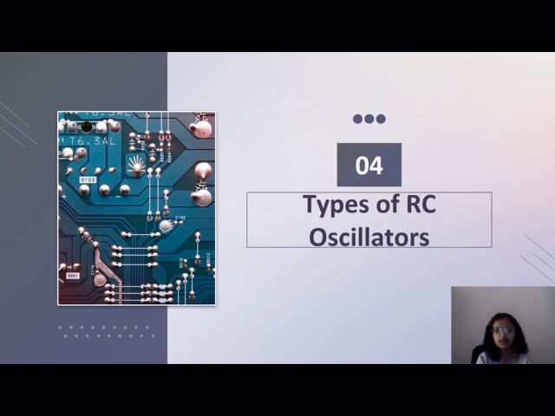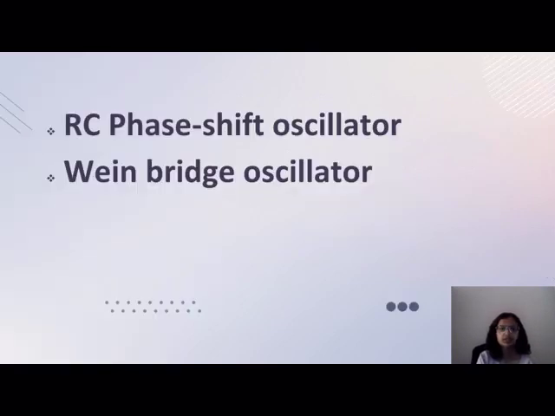Types of RC oscillators. In this video, we'll be discussing two types of RC oscillators, the Wien bridge oscillators and phase shift oscillators. Each type of RC oscillator possesses distinct characteristics that contribute to its unique functionality. These oscillators find applications in diverse electronic systems due to their specific attributes and performance.